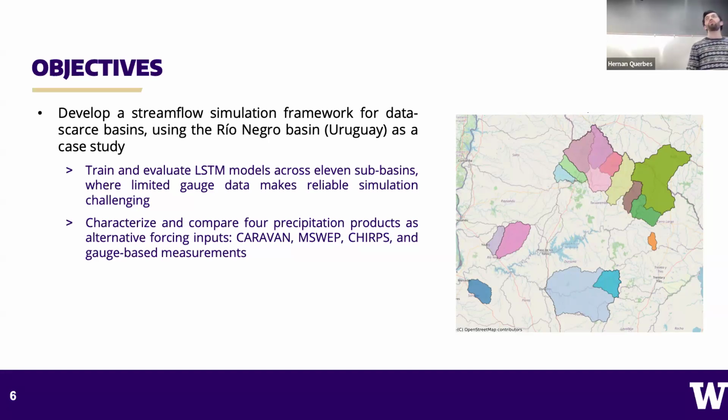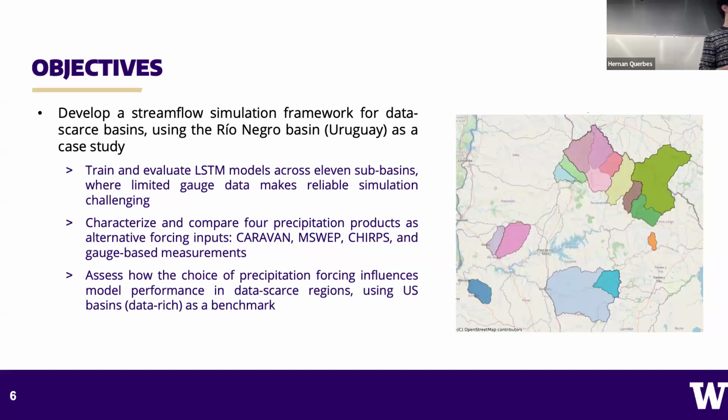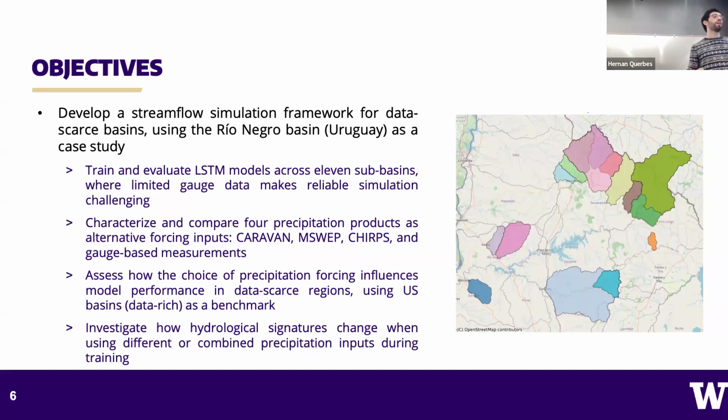For this, my approach will be first to do a study on some US basins. This is because in the US, there is a high quality dataset based purely on gauge measurements that I'm going to introduce later too. And then with what I learn from the US basins, I'm going to translate that knowledge to Uruguay. Finally, my 2 last objectives are to see how the choice of the precipitation product influences the model performance, and also how it influences some hydrological signatures.